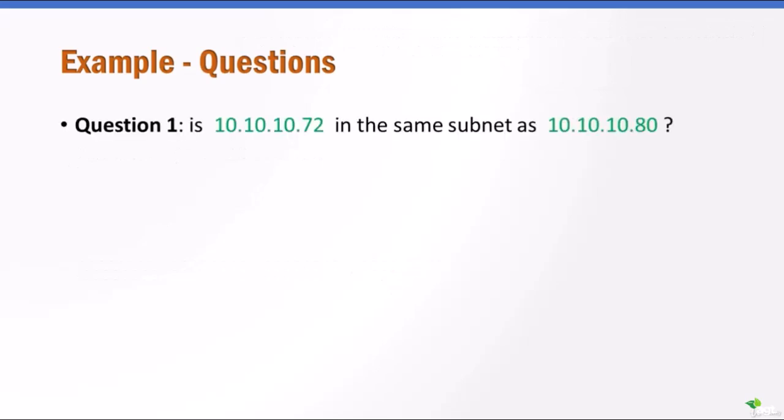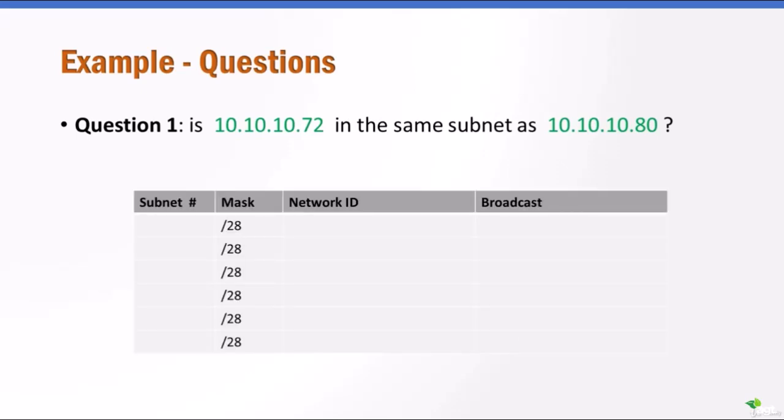Question number 1. Is address 10.10.10.72 in the same subnet as 10.10.10.80? Let's look at what these 16 subnets look like. So the mask for all of those subnets is /28.